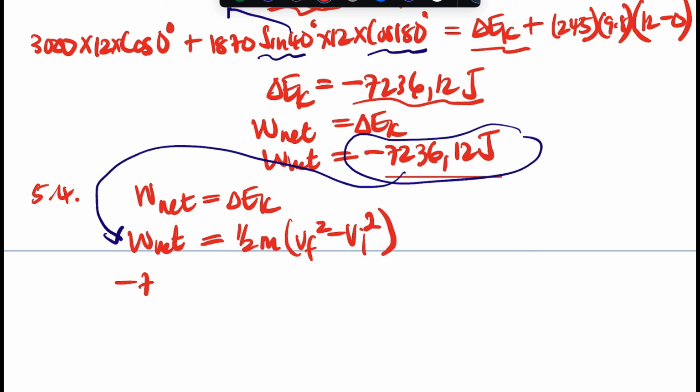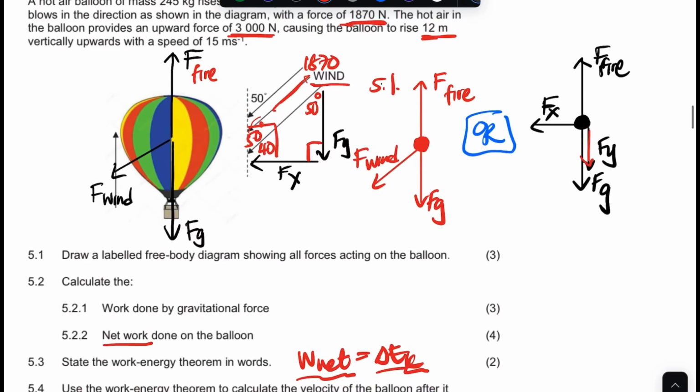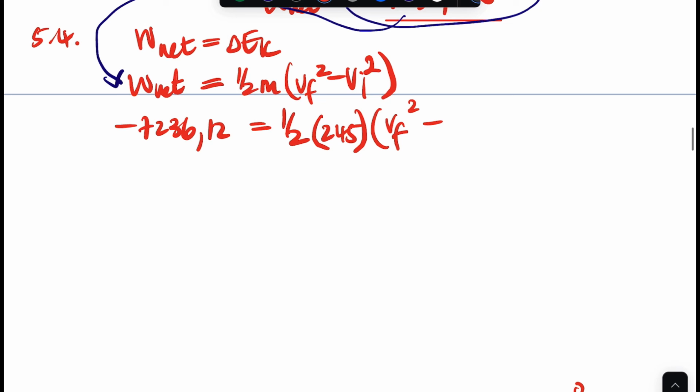So it will be negative 7,236.12 is equal to half the mass, which is 245, times the final velocity, that's the final velocity that we want, right? The initial velocity, we were told it's 15. So it's moving upwards at a speed of 15 from the ground. This is the initial velocity, so we'll say 15 squared, right?